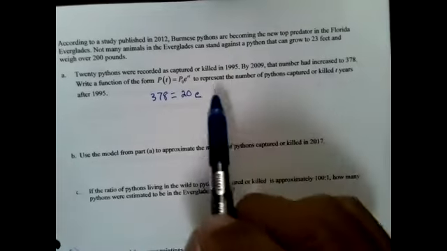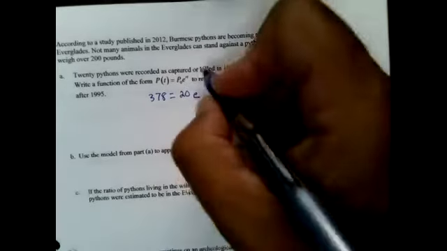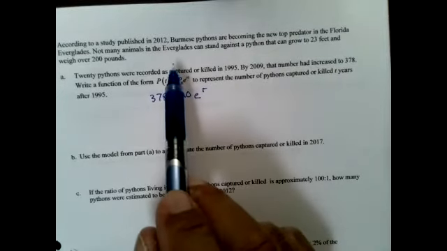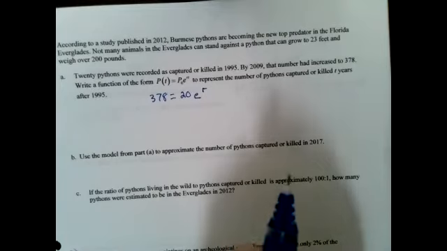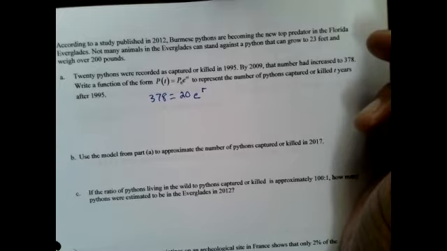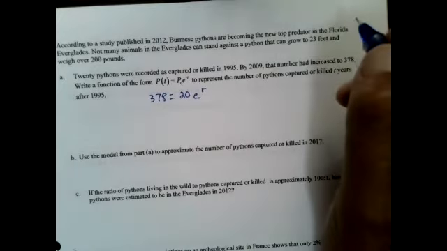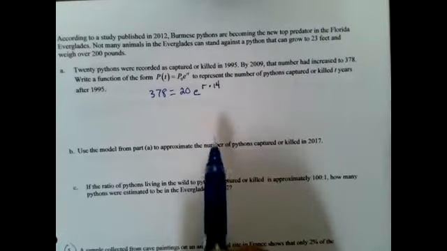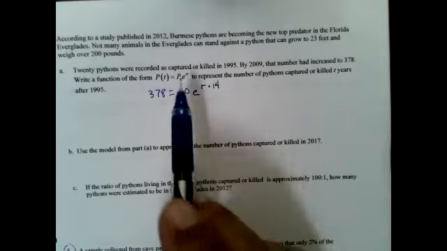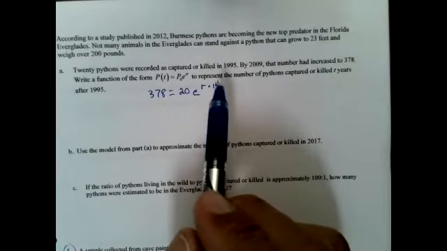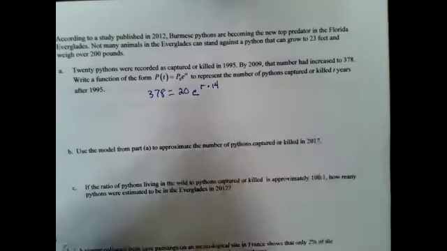So let's see, what do I know? I don't know the rate, but I know what the time is. And time is what? 2009 minus 1995. How many years? 14 years. Good. Excellent. So it says write a function to represent the number. Okay, we want to write a function in terms of t.